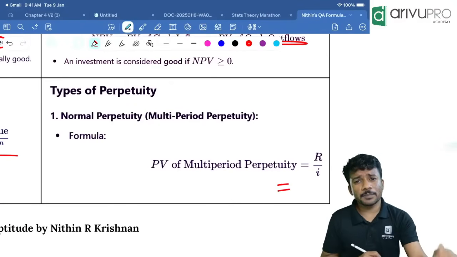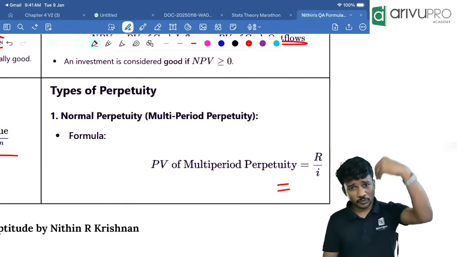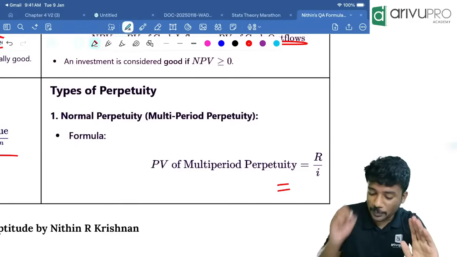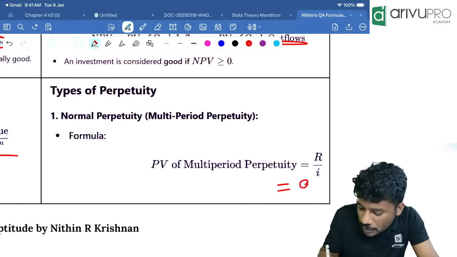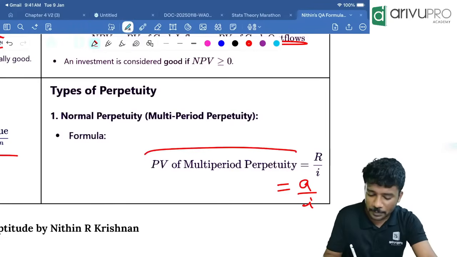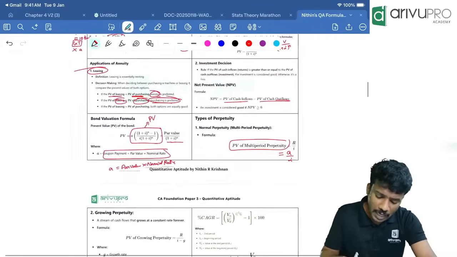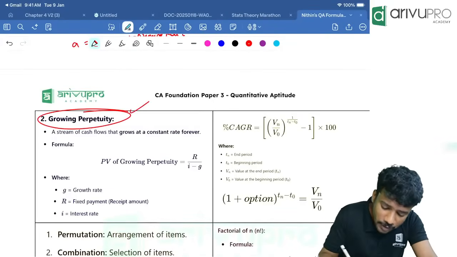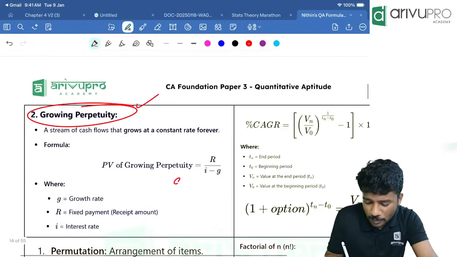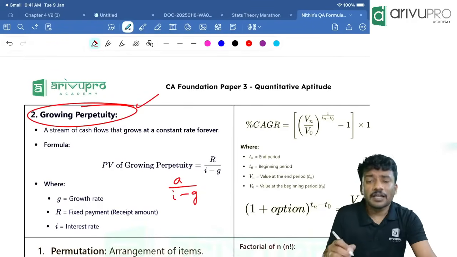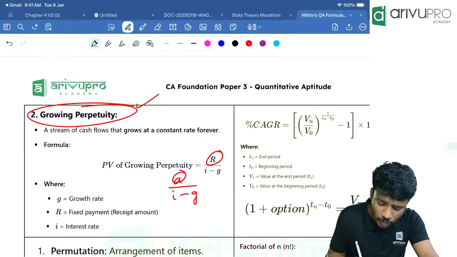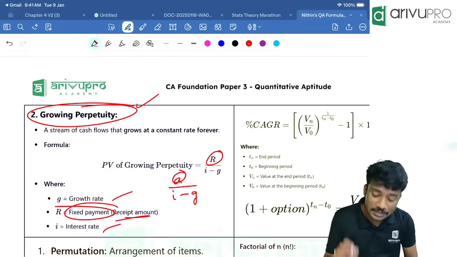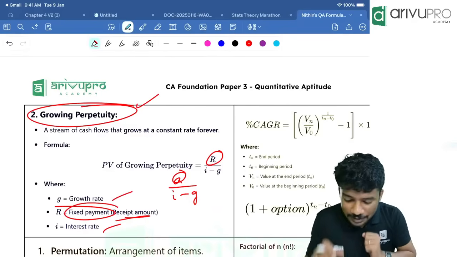So perpetuity. Perpetuity comes into the picture when it is forever. Whenever you see it is going forever, the question is based on perpetuity. Perpetuity is nothing but A by I, where I is the interest rate. Then there is something called growing perpetuity, where you have another formula A divided by I minus G, where A or R is the fixed payment or receipt amount, I is the interest rate and G is the growth rate. These things are important, people.